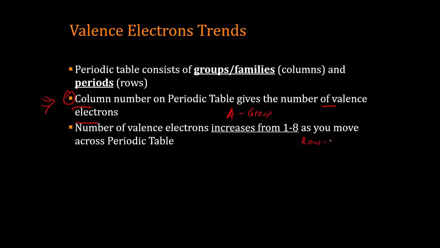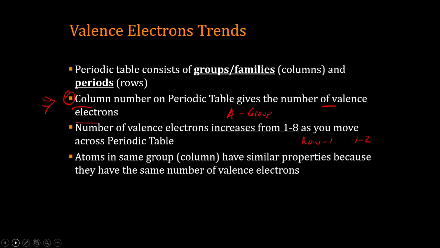Row 1 disobeys this rule. Row 1 goes from 1 to 2. It's only got 2 elements in it, hydrogen and helium. Then it starts over, right? But the next energy level holds 8. So we go from 1 to 8.